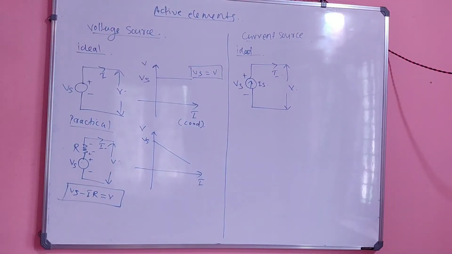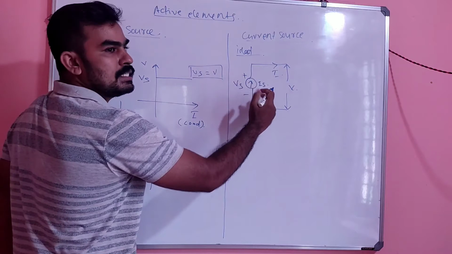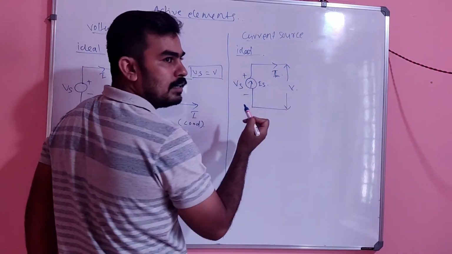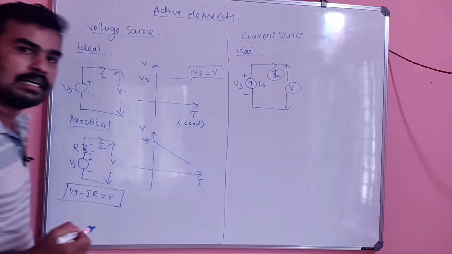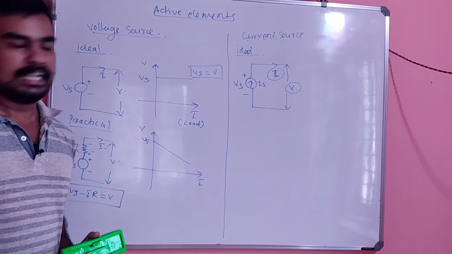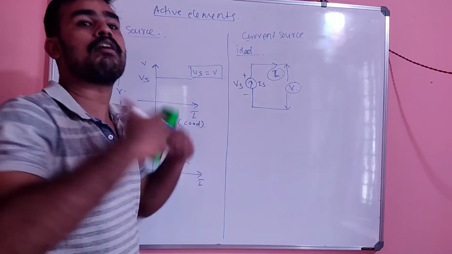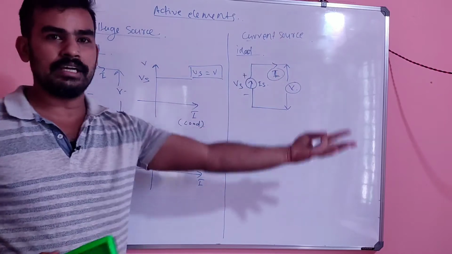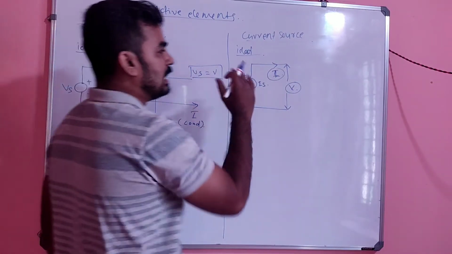An ideal current source means it always draws a constant current irrespective of the voltage. That means I will be constant irrespective of the voltage across the load. It always transfers a constant current to the load irrespective of the load condition. That is called the ideal current source.